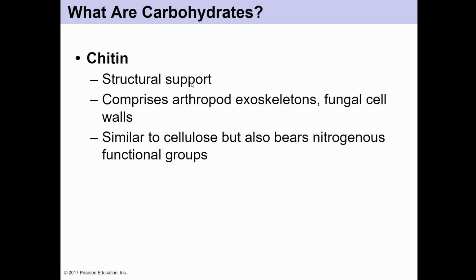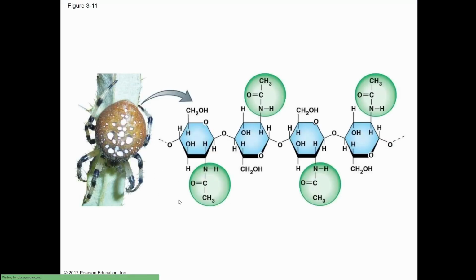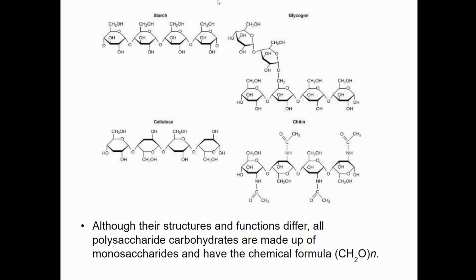Chitin is also for structural support, but in animals like beetles or sometimes spiders. It's also found in fungal cell walls, and it has some nitrogenous functional groups or nitrogens attached to these chains of glucose molecules. So looking at starch and glycogen, they have the most branch structure, whereas cellulose and chitin form chains, but they are all made up of monosaccharides linked together, so many sugars coming together to build these complex carbohydrates called polysaccharides.